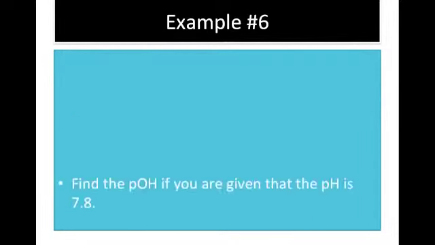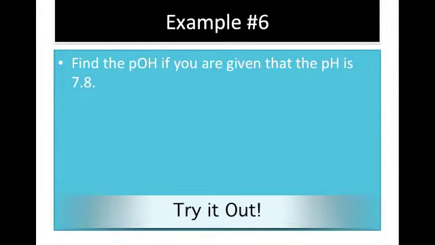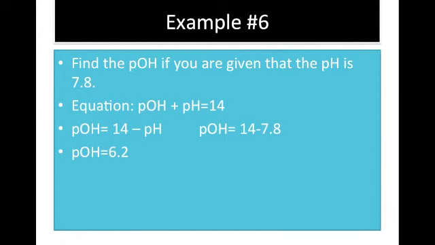Example number 6. Find the pOH if you're given that the pH is 7.8. So you'll be using the equation pOH plus pH equals 14, and you'd plug this into your problem and subtract the pH and get a pOH equals 14 minus 7.8 and get a pOH of 6.2.